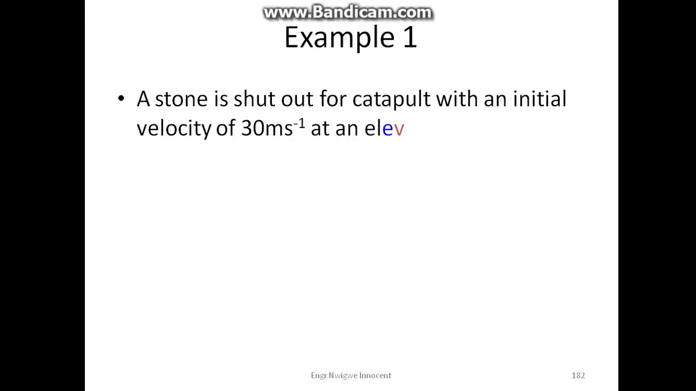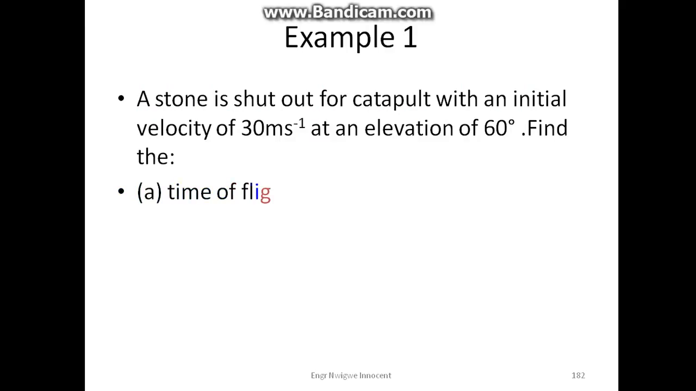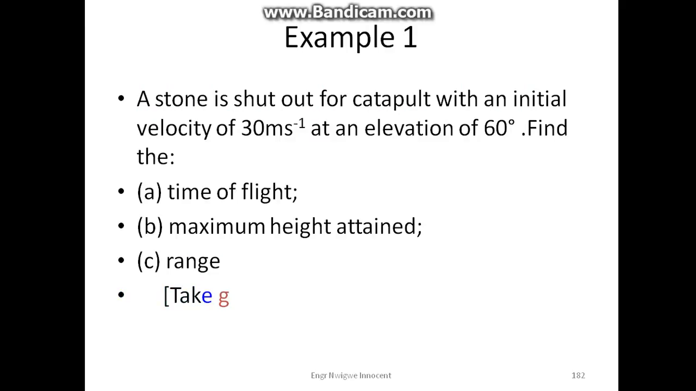Example 1. A stone is shot out from a catapult with an initial velocity of 30 meters per second at an elevation of 60 degrees. Find A, the time of flight, B, the maximum height attained, C, the range. Take the acceleration due to gravity equal to 10 meters per second squared.